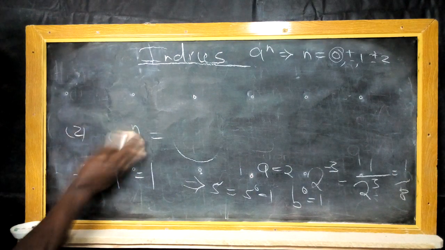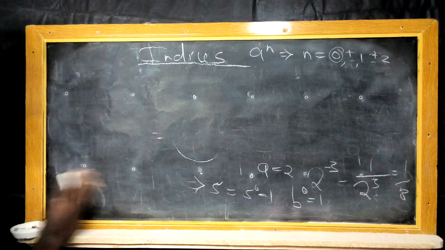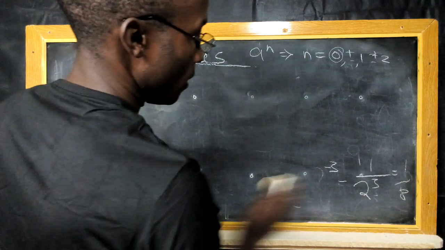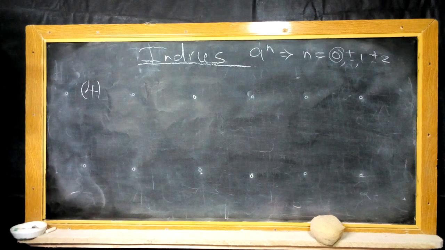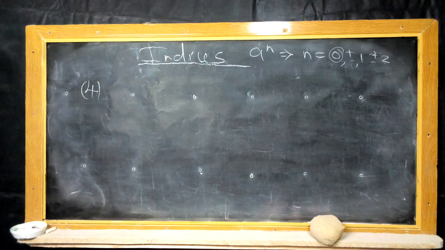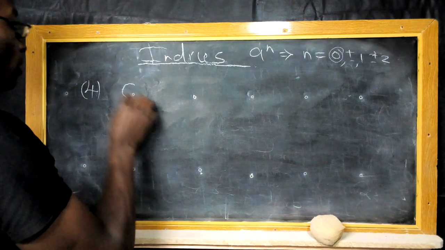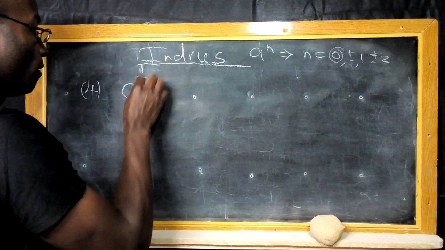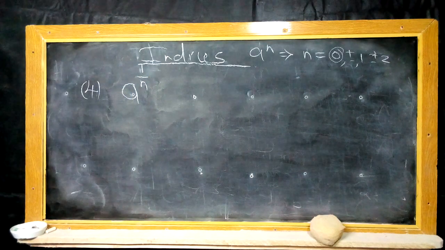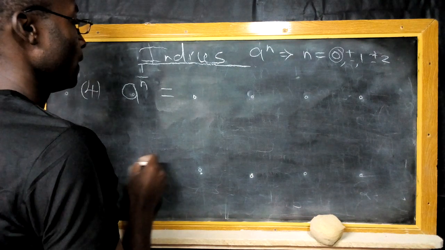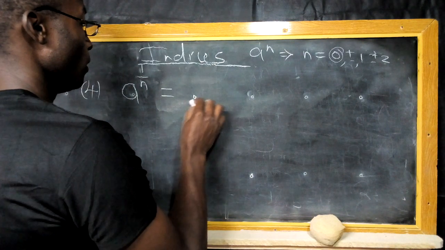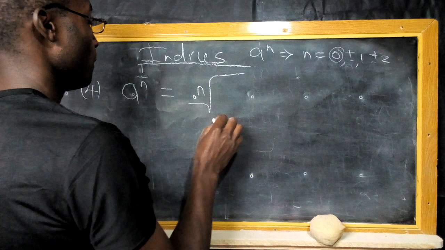Suppose this exponent is a fraction, then how are we going to represent it? So let's look at that example. That is another rule which we are going to state, rule number 4. Suppose a has been raised to a fraction, 1 over n. How do we represent that one? That implies the nth root.